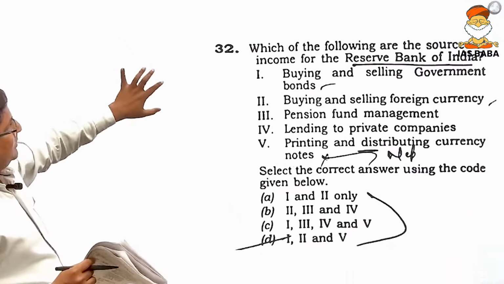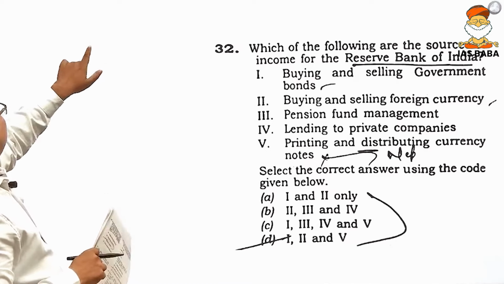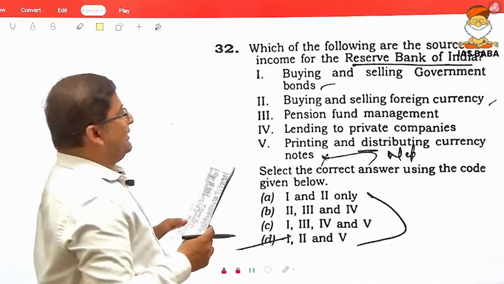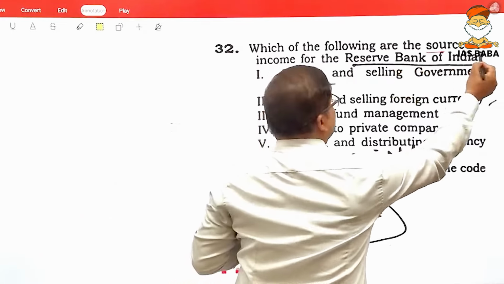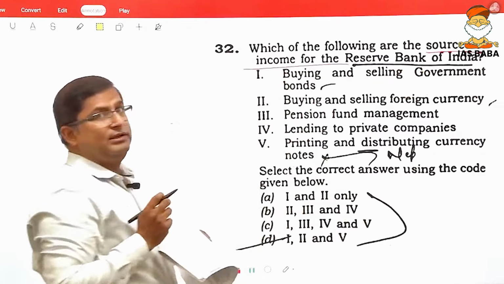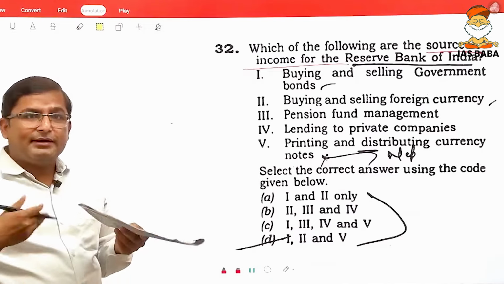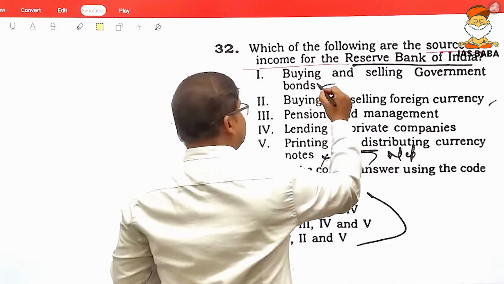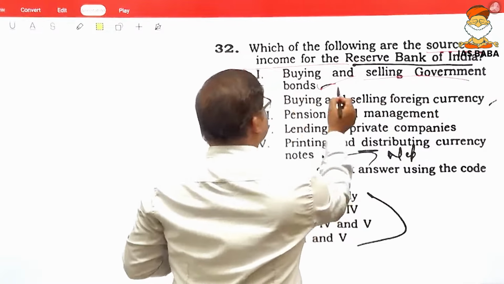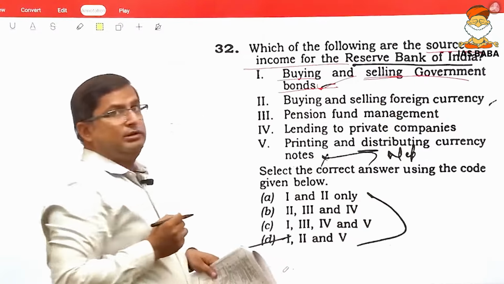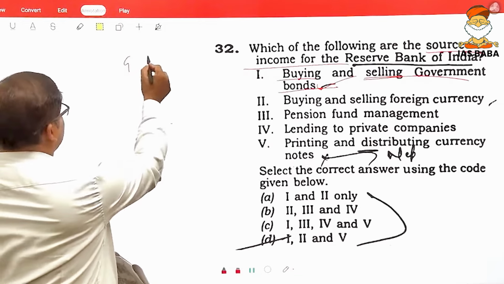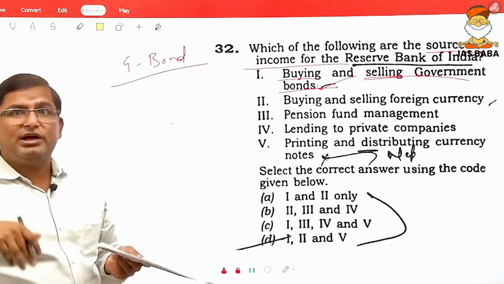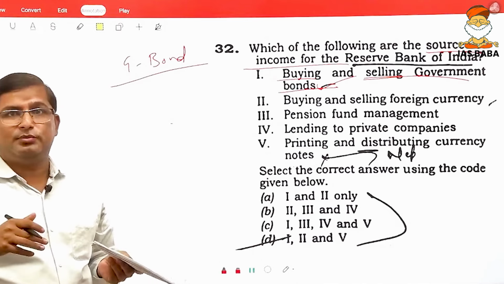They have asked regarding the RBI. See, RBI is very important for UPSC. They generally ask questions from RBI also. They have asked what are the sources of income for the RBI, means from where RBI earns money. So RBI earns money by selling and buying government bonds. See, government bonds are those bonds which are issued by the RBI on behalf of the government to raise the money for the government.